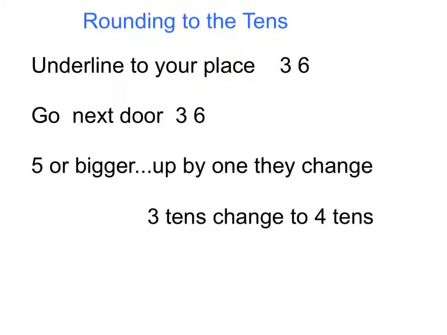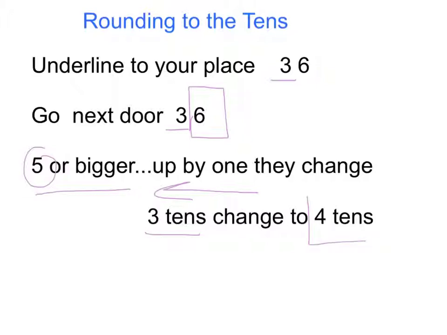We're going to try our next number, which is the number 36. Again, we're going to underline to the tens place, which means that we underline the 3. We put a box around the 6. We look at the 6 in the box, and it follows the rule of 5 or bigger. The numbers to the left, up by 1, they change, which means that the 3 tens change to 4 tens, or the number 40.